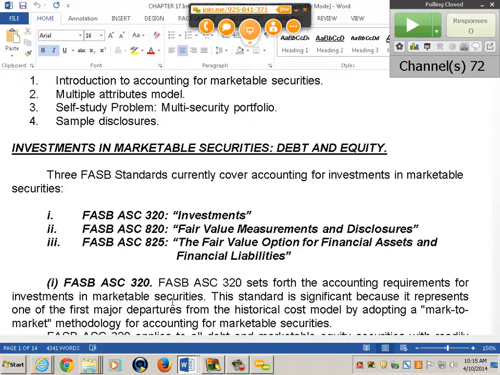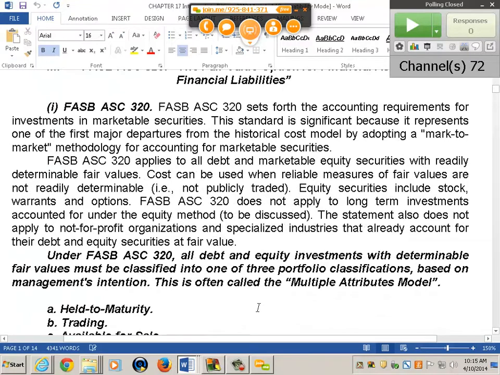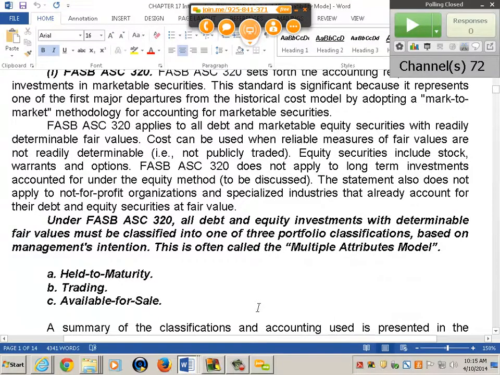Now, let's take each standard separately. The first one is 320, and this is the kickoff of mark-to-market accounting in the United States for industrial companies. What you need to remember is that mark-to-market accounting had always been used for insurance companies and other financial service companies. And this standard permits the securities to be marked to market, marked to fair value.